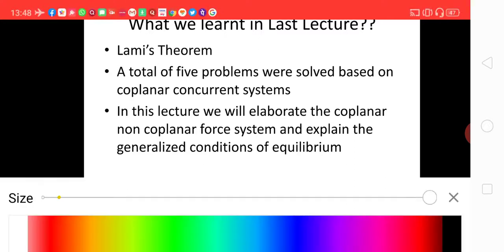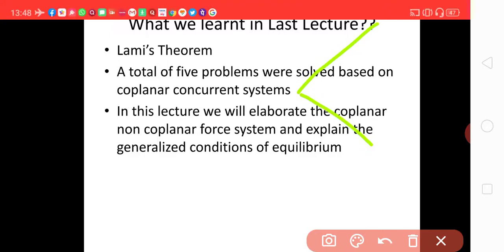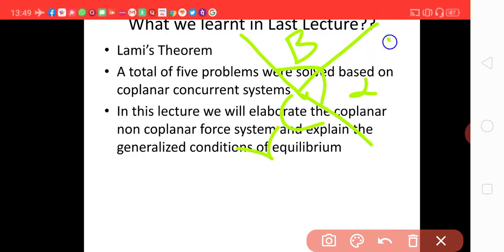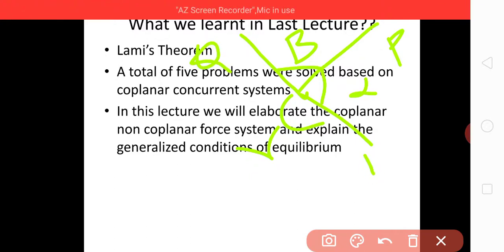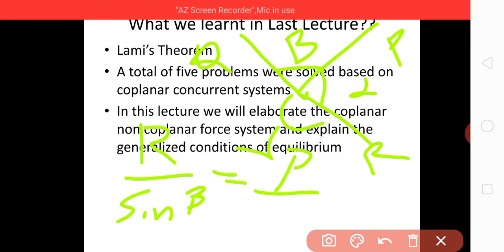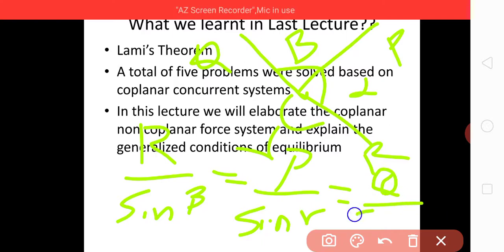For example, if these are 3 forces, making angles alpha, beta and gamma, and the forces are P, Q and R, then the relationship between these forces and the angles is R upon sine beta equal to P upon sine gamma and Q upon sine alpha. This is the relation.